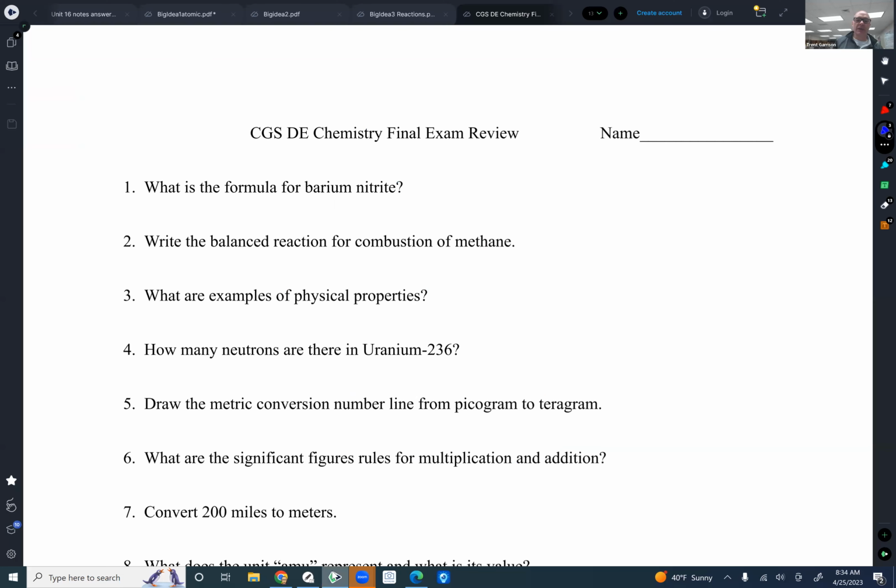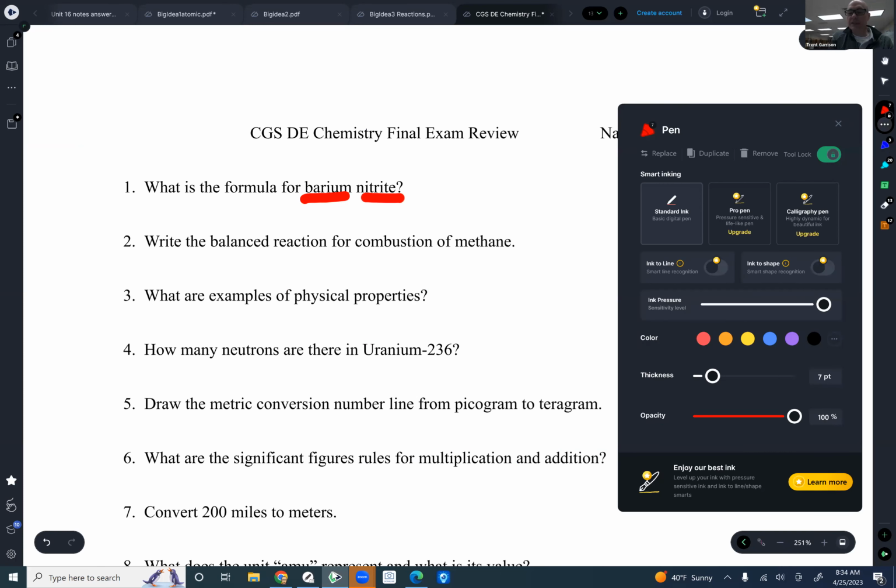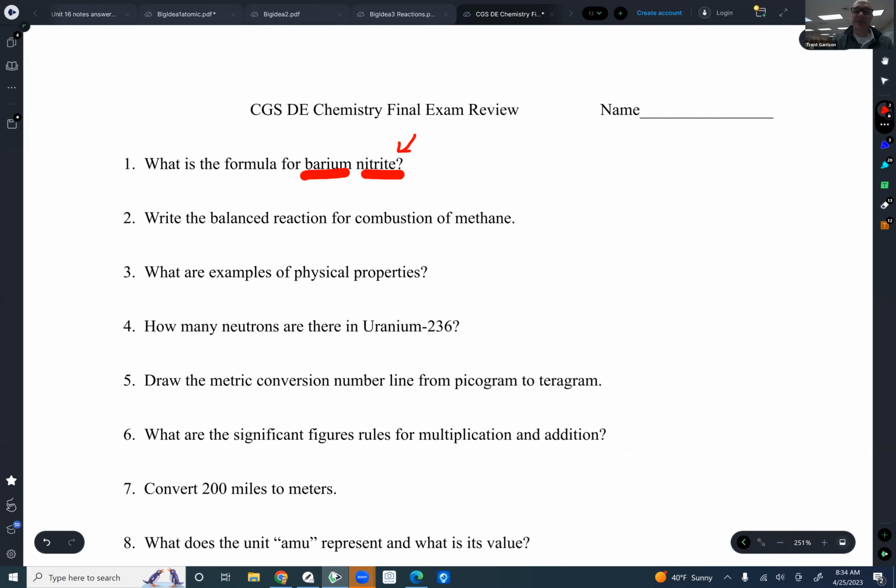Here we go. All right, so in this first question, we are asked to figure out the formula for a compound. You're going to need to know what these suffixes mean here, ITE. There are several different suffixes: IDE, ATE, and ITE. The ATE and ITE are polyatomic ions, so that means it's either going to be NO3 or NO2 for nitrite.